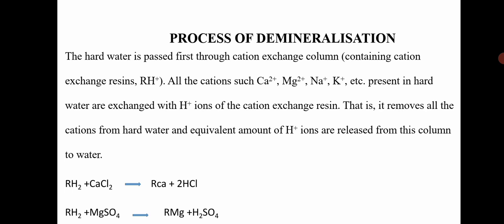The cationic resin is represented as RH2, and our water contains calcium chloride salt. When we pass the water into the cationic resin, the resin exchanges its cations with the cations present in the water. Therefore, we have the resin connected with calcium. Then the remaining anion is passed into the anionic column.